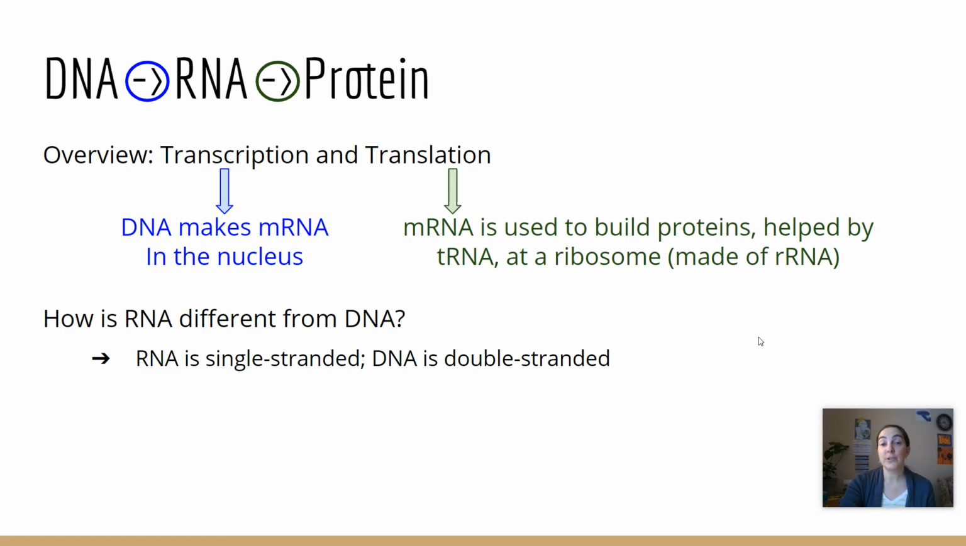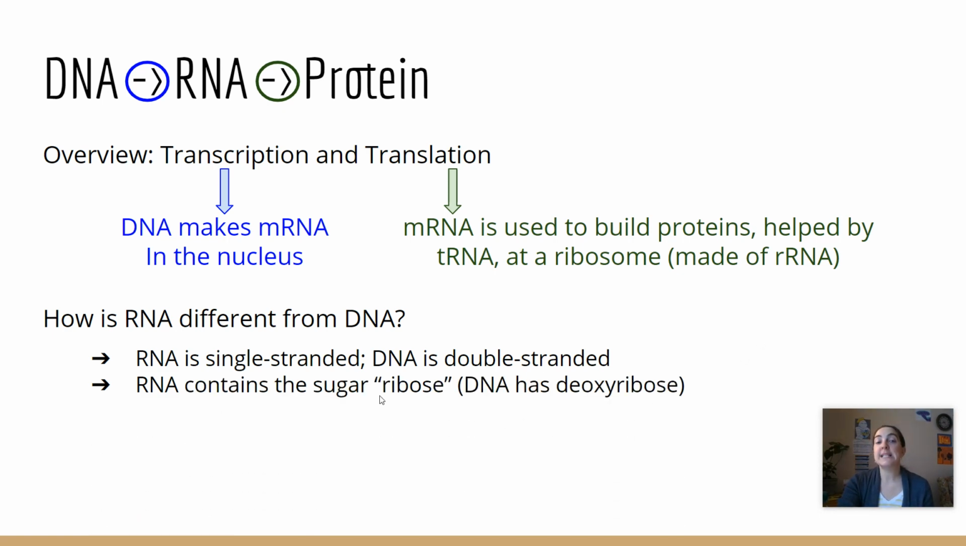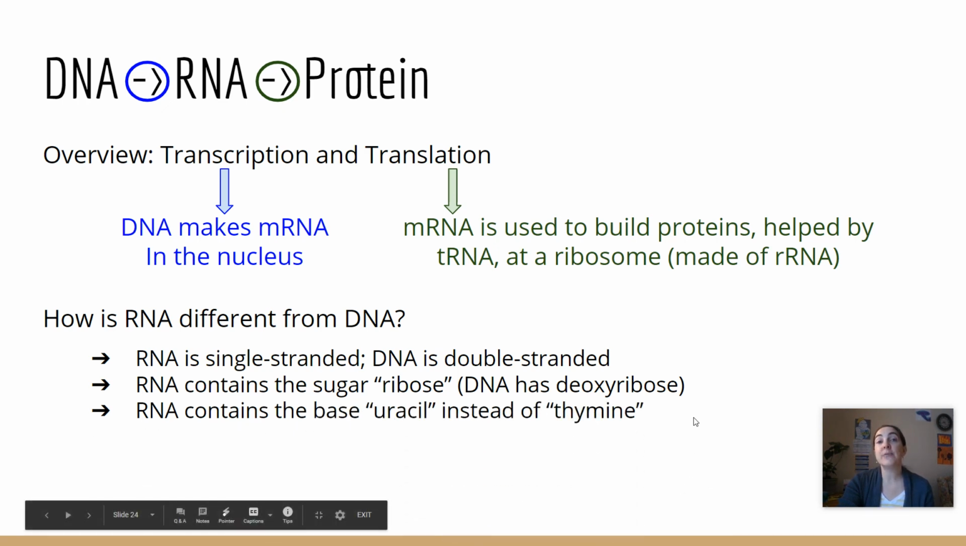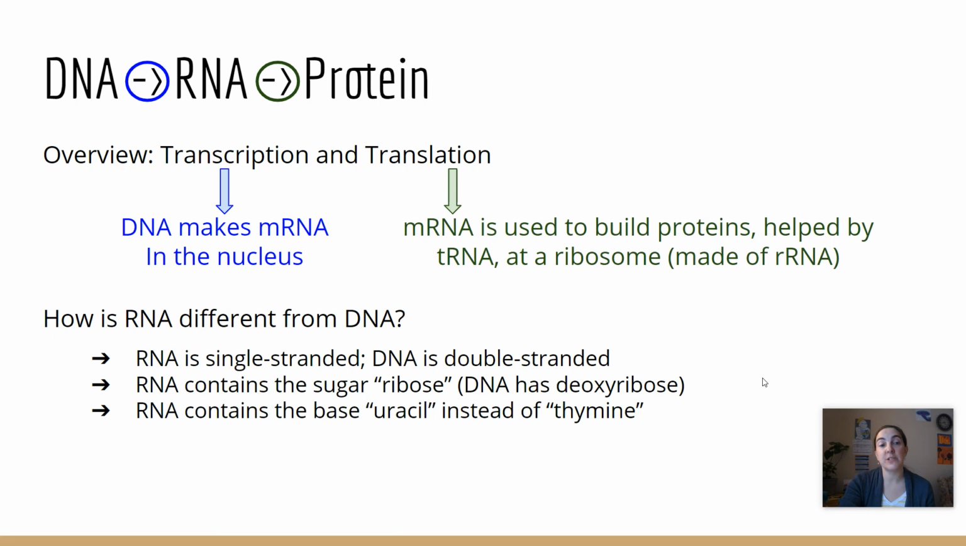RNA is usually single-stranded. DNA is a double-stranded molecule. RNA contains a different sugar instead of deoxyribose. That's what the D stands for. The sugar in the nucleotides of RNA is ribose instead. It contains a different base. This is one of the main differences. There's no thymine, there's no T in RNA molecules. Instead, there's a base called uracil.